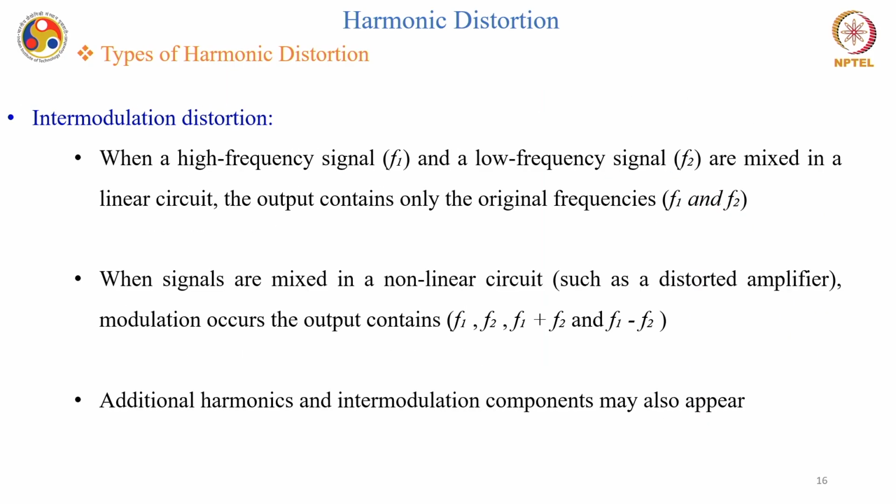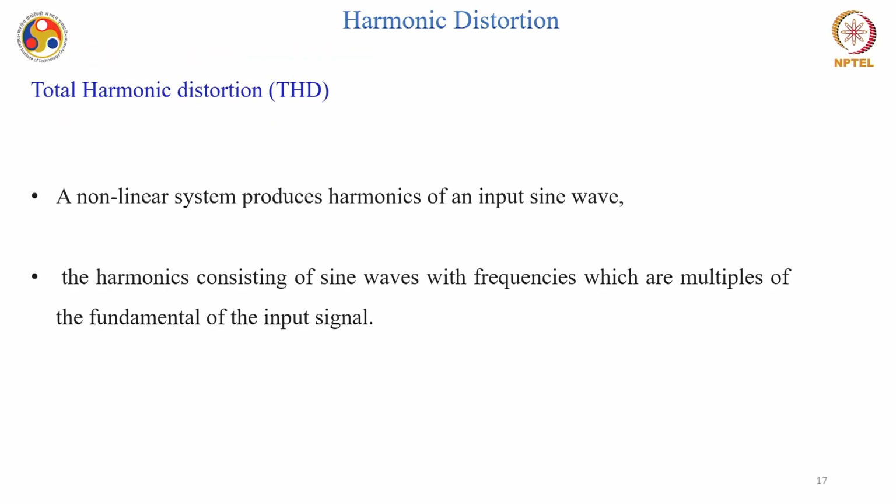When a high frequency signal, say F1, and a low frequency signal F2 are mixed in a linear circuit, the output contains only the original frequencies F1 and F2. When the signals are mixed in a non-linear circuit such as a distorted amplifier, modulation occurs and the output contains all the components like F1, F2, F1 plus F2, F1 minus F2, say 2F1 minus F2, and so on. Now, additional harmonics and intermodulation components may also appear depending on what kind of distorted amplifier you have used.